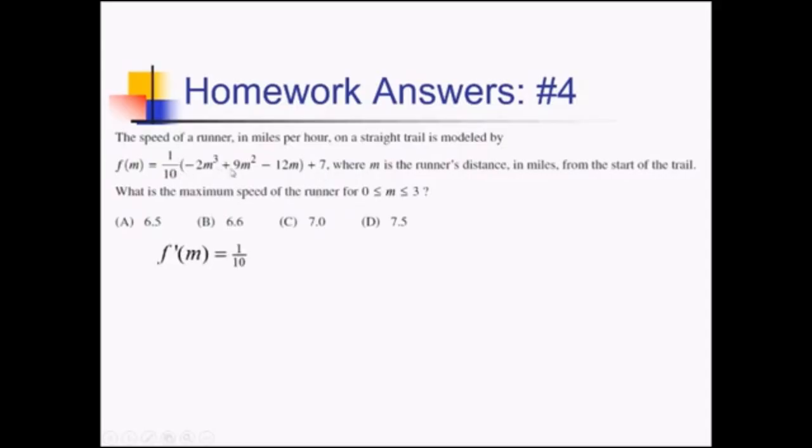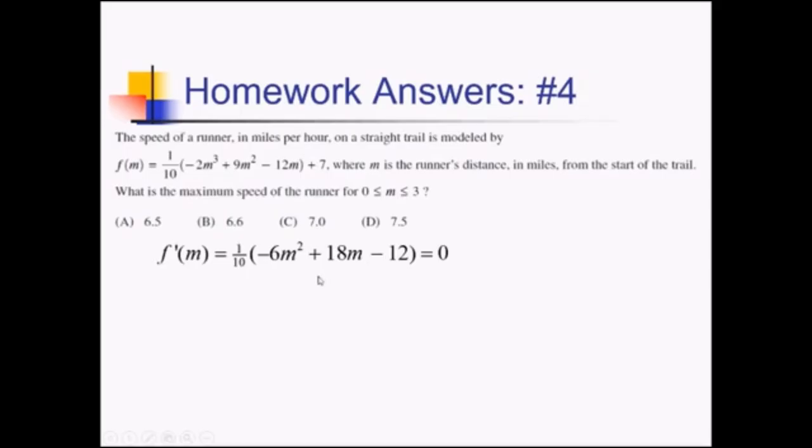And inside, I'll just use my power rule. So this is going to be negative 6m squared plus 18m minus 12. And that 7 is gone in the derivative here because that's just going to be 0 if you take the derivative. So now I need to figure out where this thing has a value of 0 or is undefined for critical values. But there's nowhere this is going to be undefined because this looks like a parabola if you graph it.